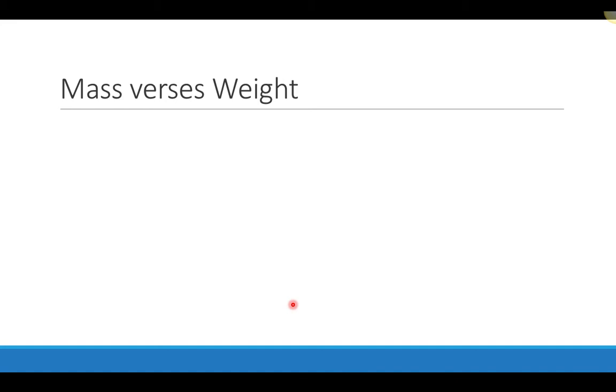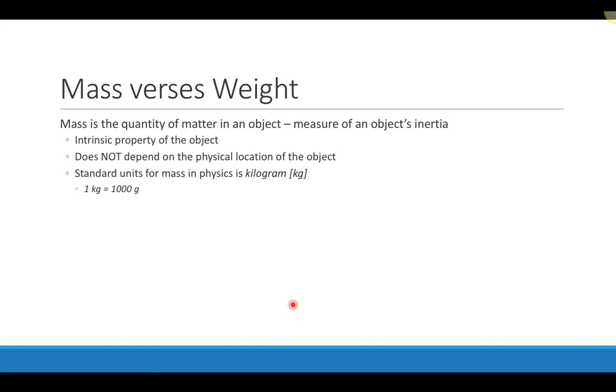Now, oftentimes there's some confusion between mass and the weight of an object, and a lot of times people will use those two properties interchangeably, and they're really not interchangeable. Mass is an intrinsic property of all matter. So that means matter is made up of mass. It's not something that we can necessarily change.